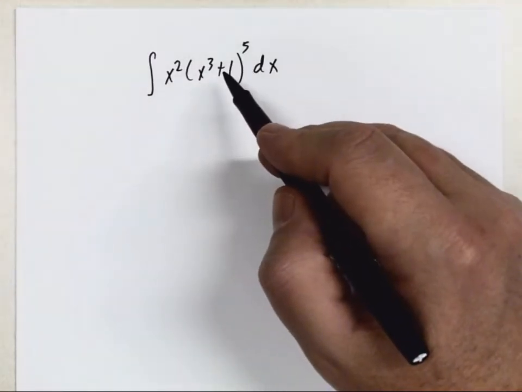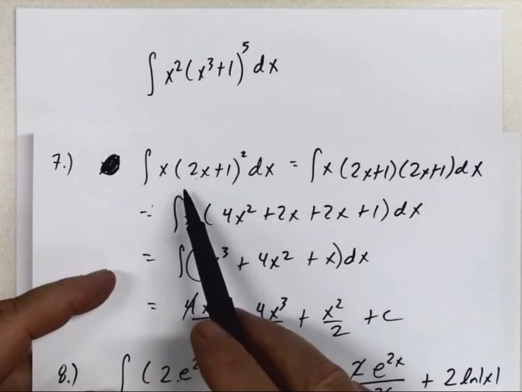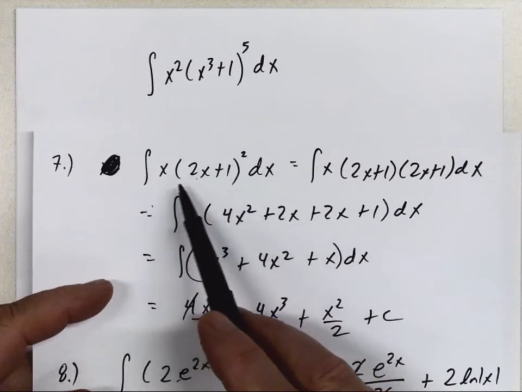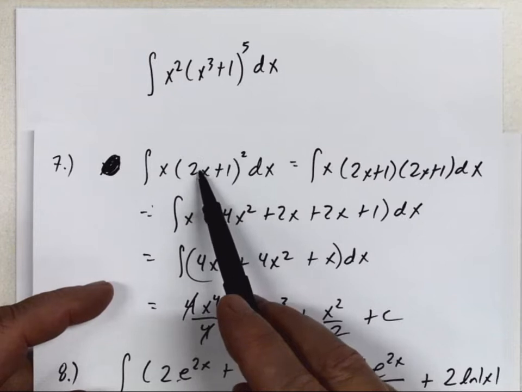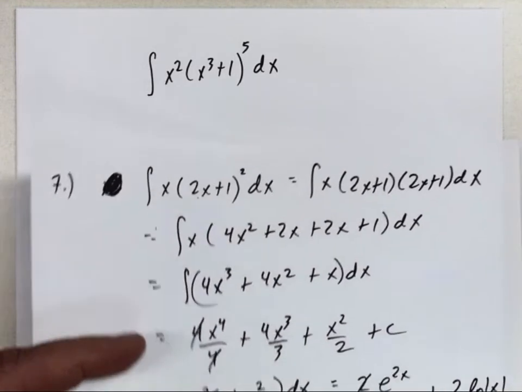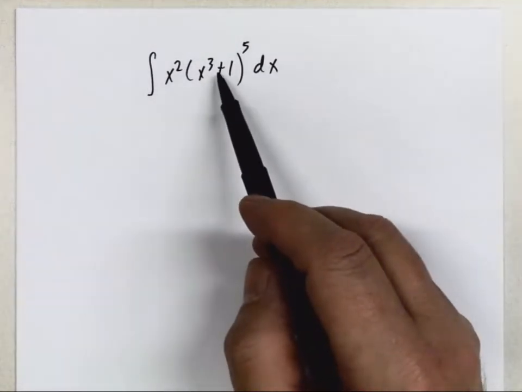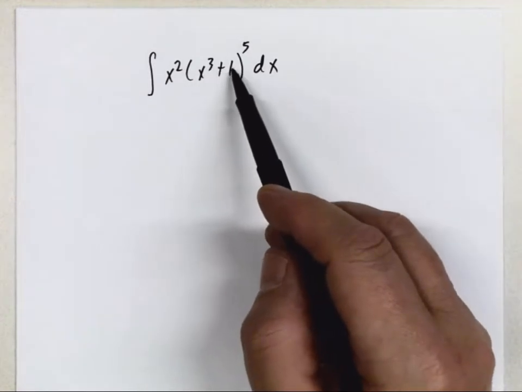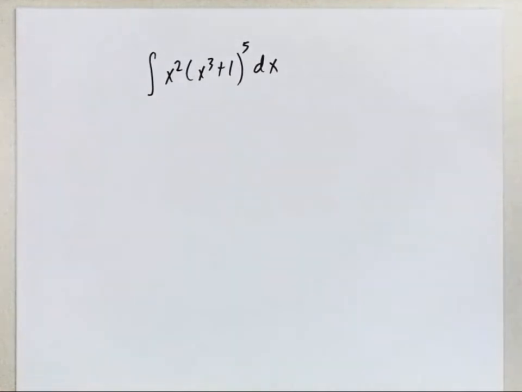Now, in the previous video, if I can find the problem, oh yeah, here it is. We had this one where I wasn't able to integrate it as it is, but I said, you know what? I can go ahead and multiply out this 2x plus 1 squared, and I did some algebra and finished it. So theoretically, I could do that here, x cubed plus 1 to the 5th, but you know what I have to do? I'd have to multiply this parentheses by itself 5 times. That could get awful messy.